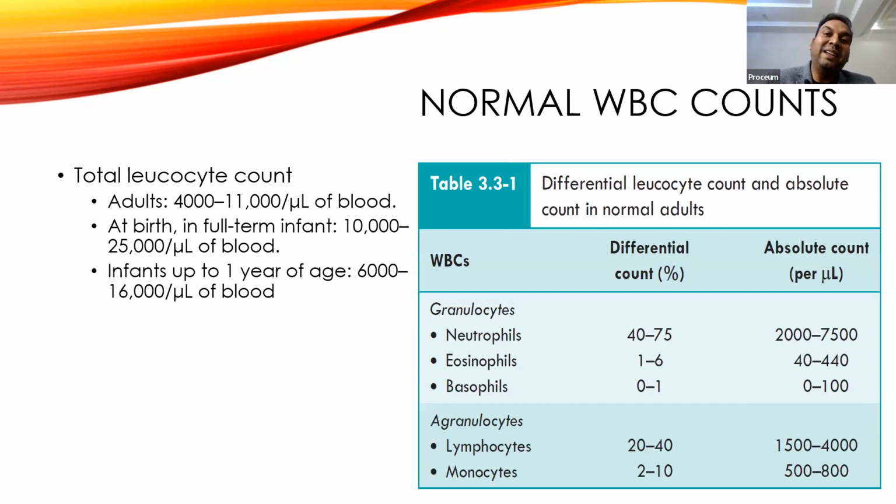And any condition where the WBC count decreases below 4,000, we call a decrease in leukocyte count, and that is named leukopenia. So 4,000 to 11,000 is your normal count. But if you see, this leukocyte count is not constant and it varies with age. Immediately after birth, the fetus is under a lot of stress, so their leukocyte count is very, very high.